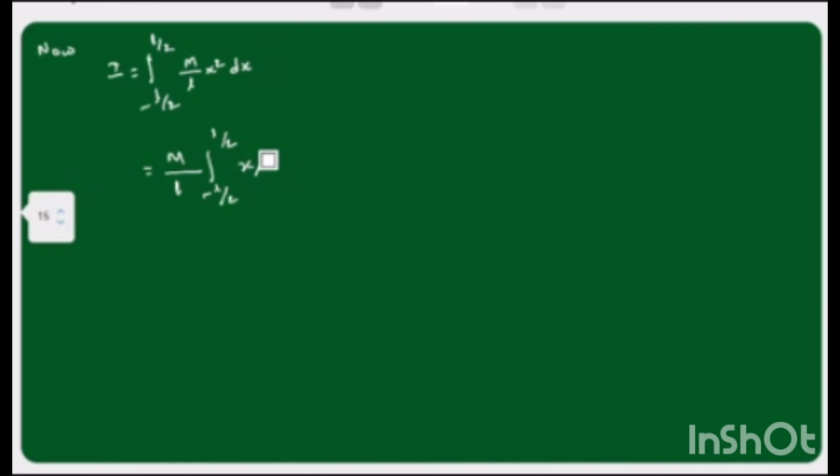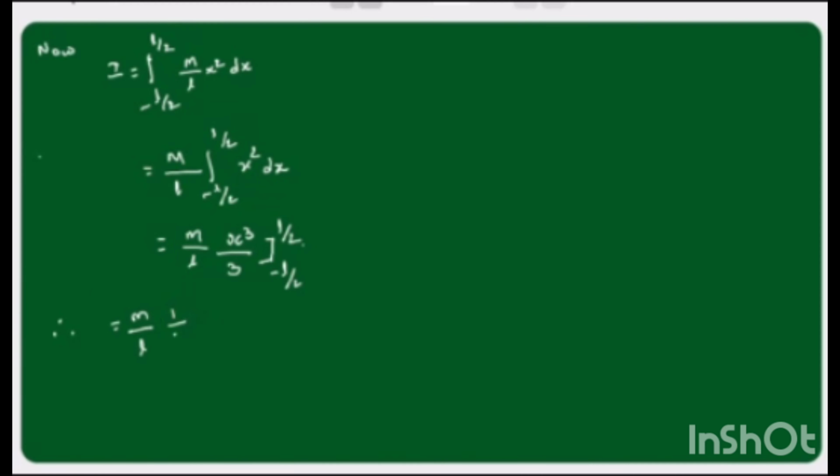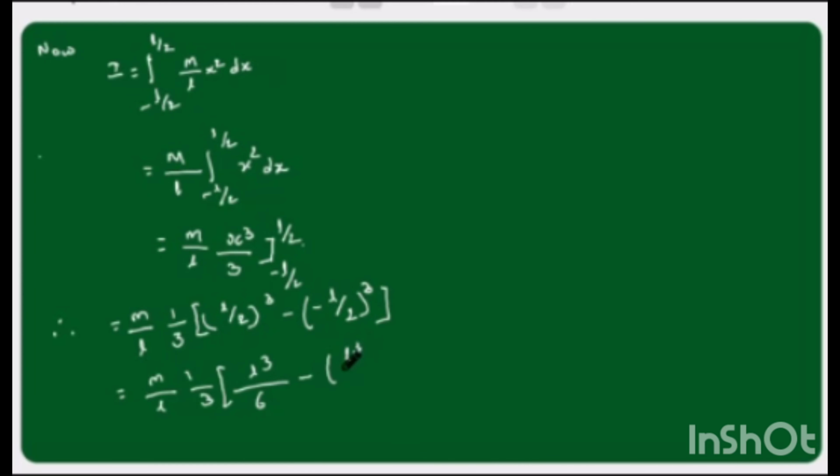After integrating this, the integration of x square dx is x cube by 3, from minus L by 2 to plus L by 2. Substitute the upper and lower limits in this. After substituting plus L by 2 and minus L by 2, we will get M by L into 1 by 3 into (L by 2 whole cube minus minus L by 2 whole cube).